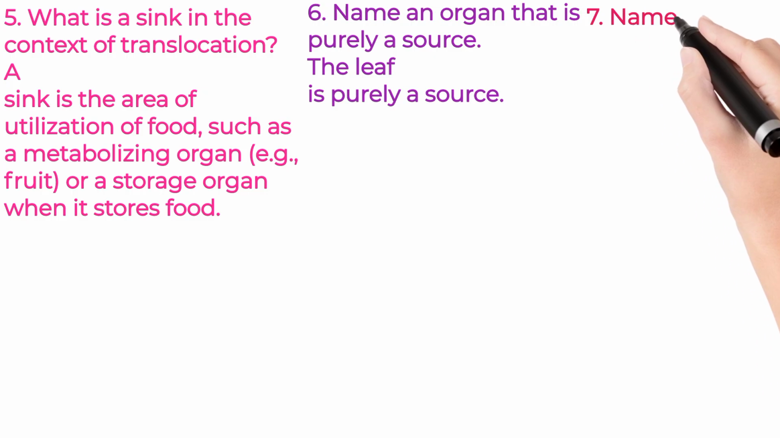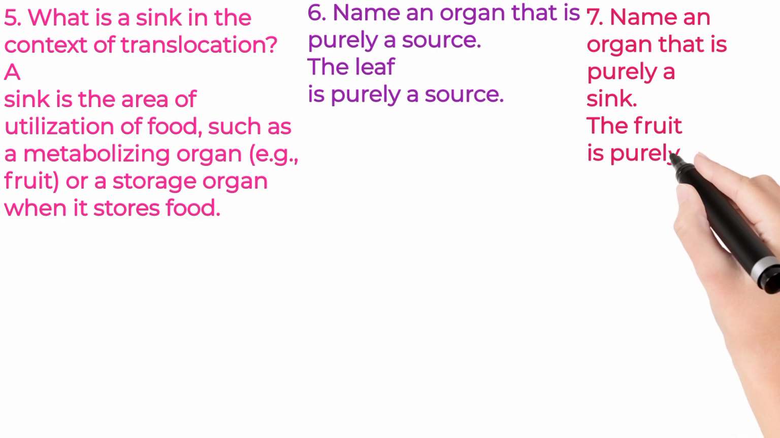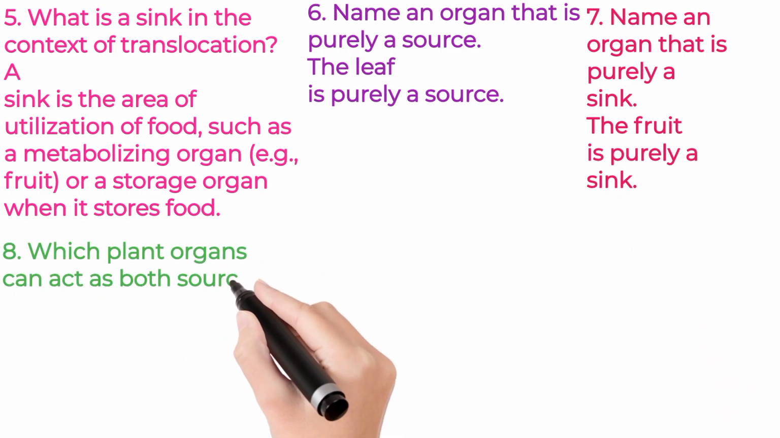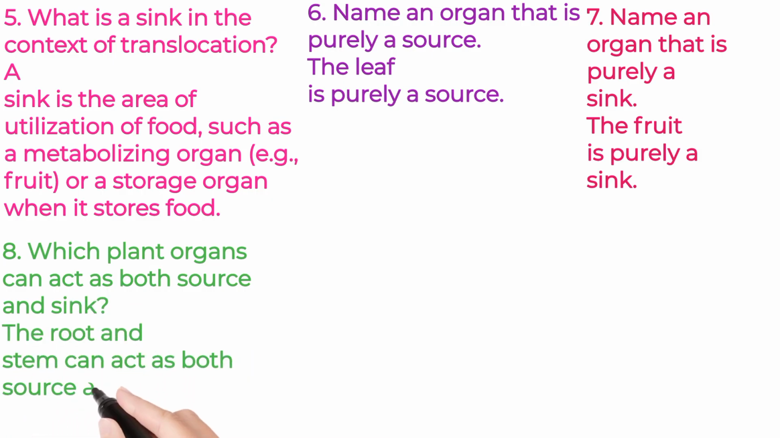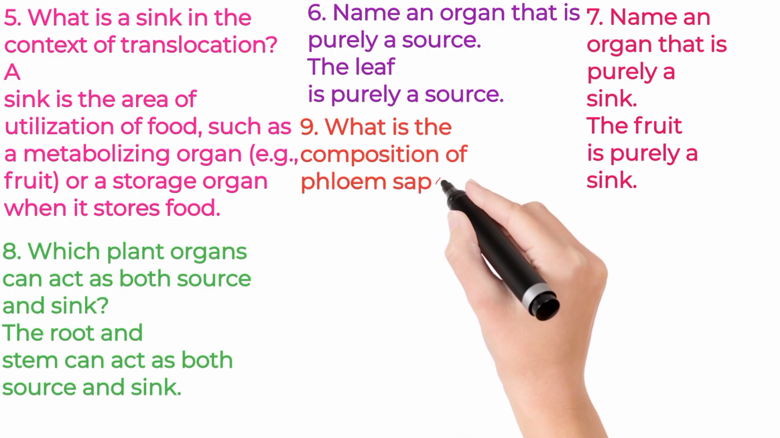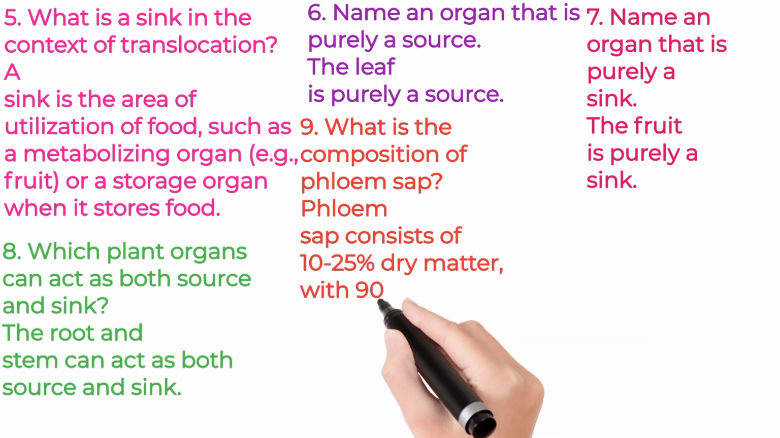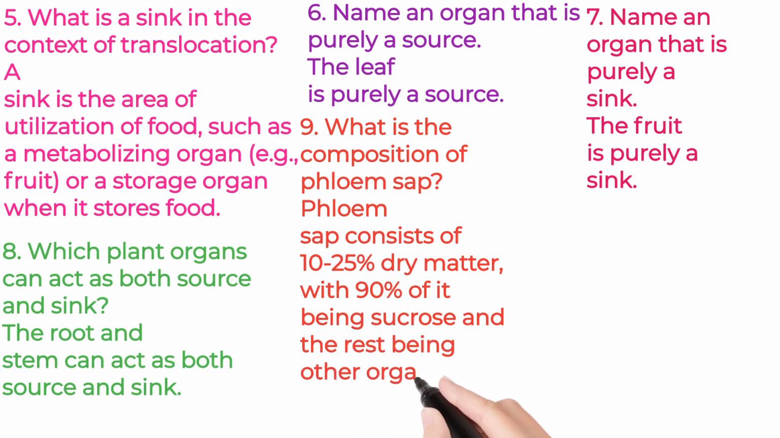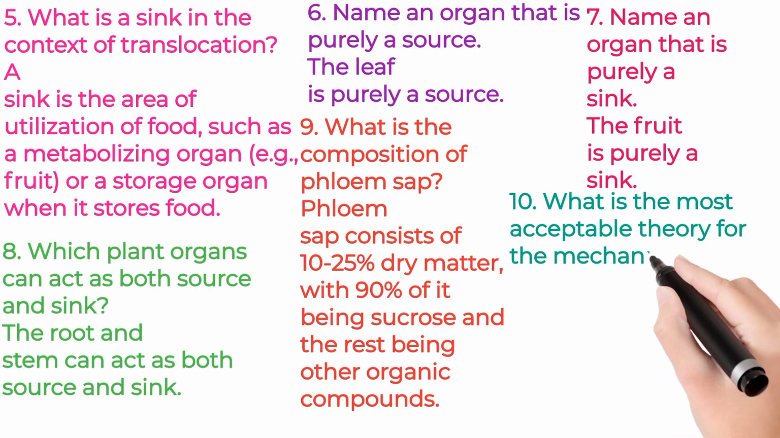7. Name an organ that is purely a sink. The fruit is purely a sink. 8. Which plant organs can act as both source and sink? The root and stem can act as both source and sink. 9. What is the composition of phloem sap? Phloem sap consists of 10 to 25% dry matter, with 90% of it being sucrose and the rest being other organic compounds. 10. What is the most acceptable theory for the mechanism of translocation?